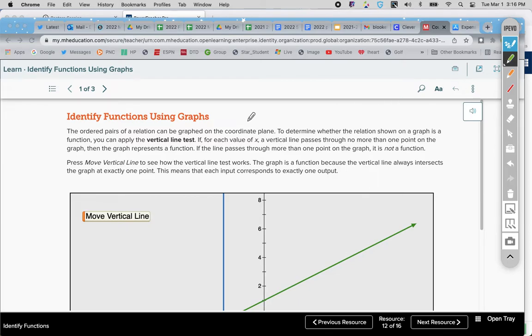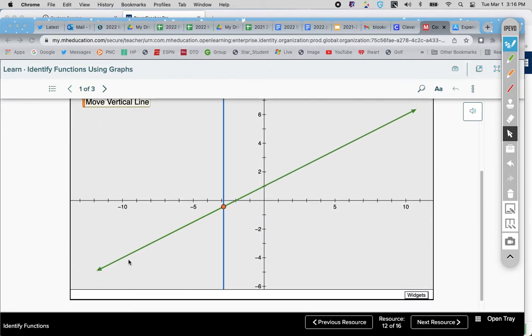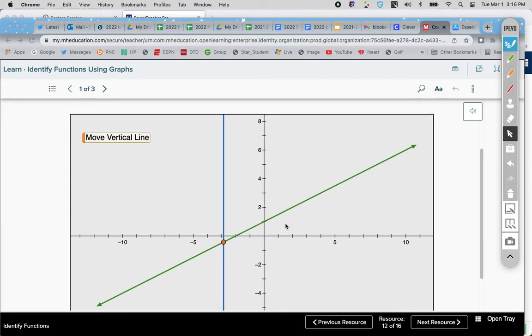So this is pretty important, the vertical line test. If for each value of x, a vertical line passes through no more than one point on the graph, then the graph represents a function. If the line passes through more than one point on the graph, it is not a function. So let's take a look here. Now, some of you might have understood that, maybe some of you did not, but let's take a look and see what's going on here. So here I have this green line, and I want to know, is this green line a function?